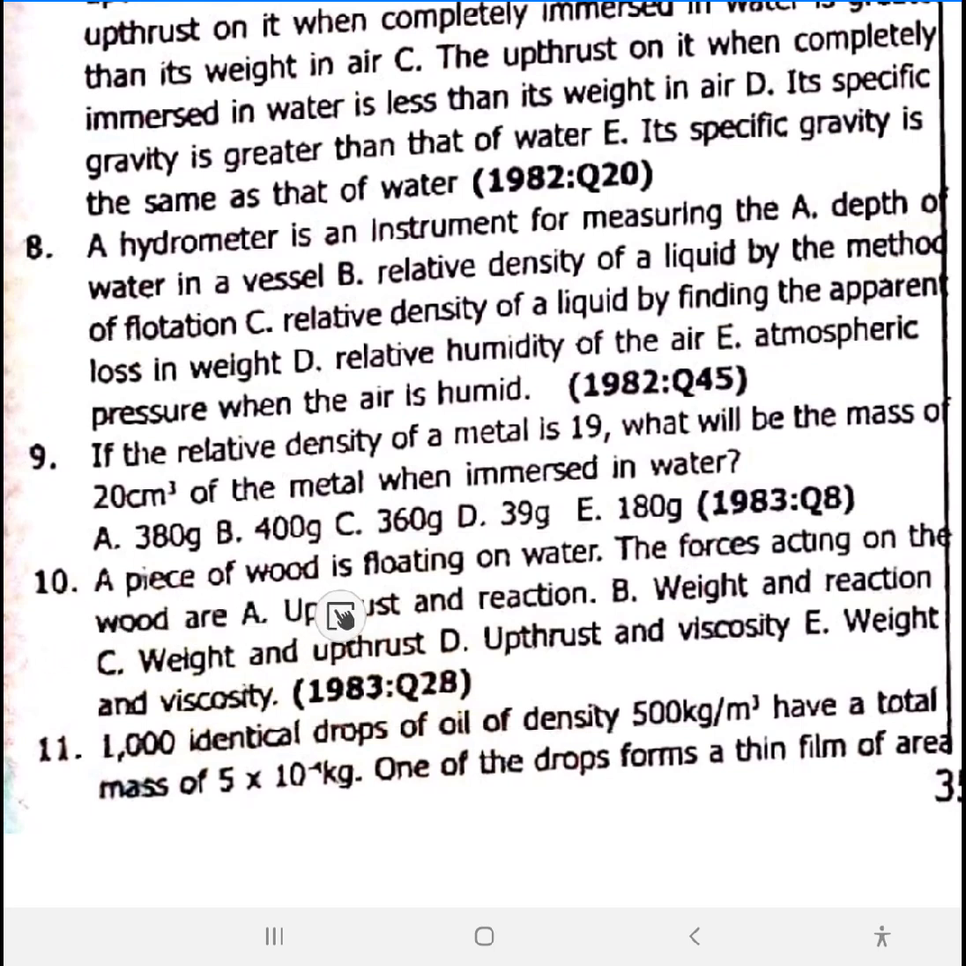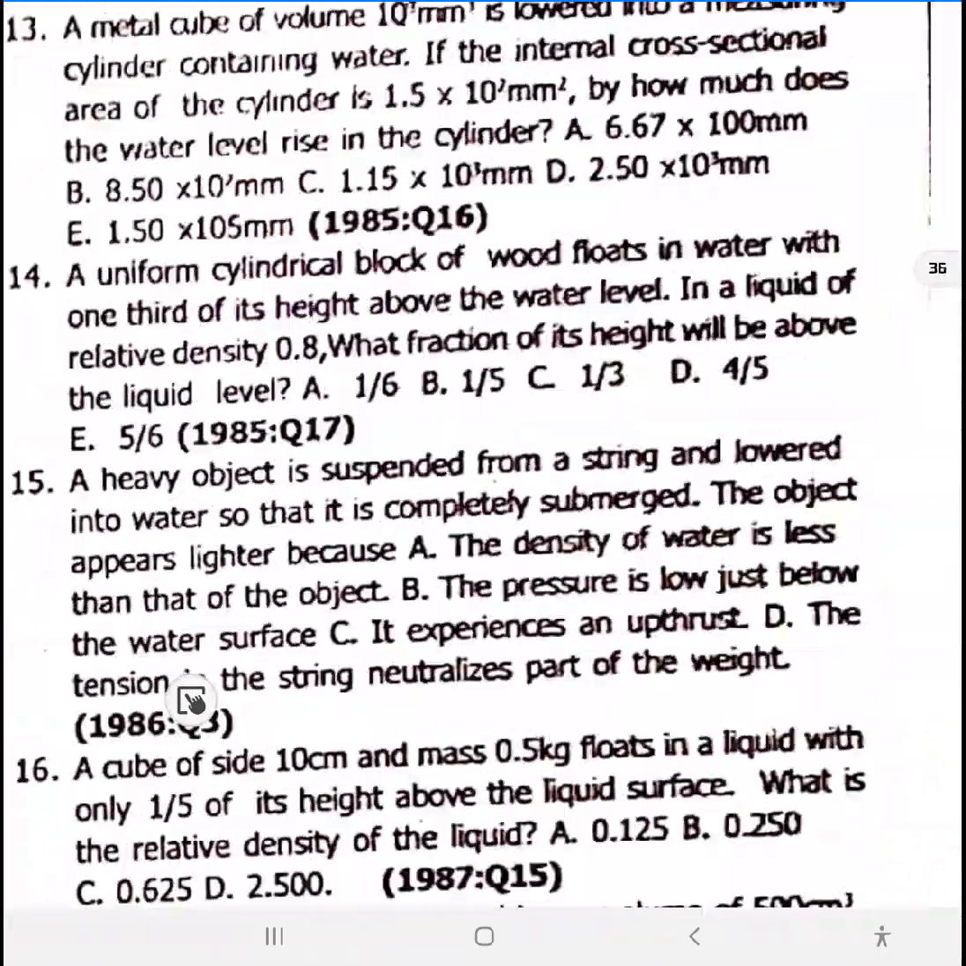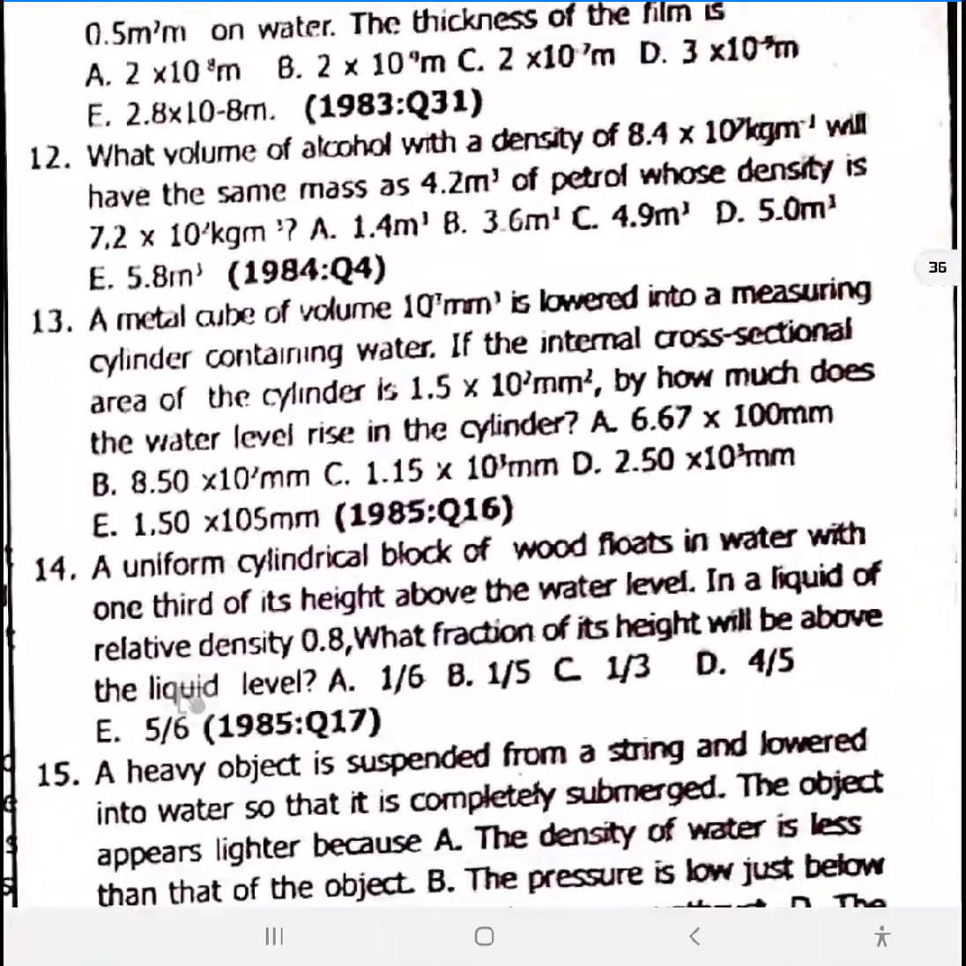Number 9 has to do with calculation. Number 10: a piece of wood is floating on water. The forces acting on the wood are weight and upthrust. Option C. Number 11 has to do with calculation.